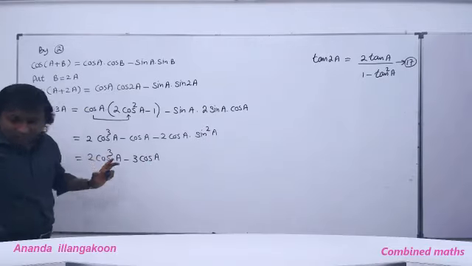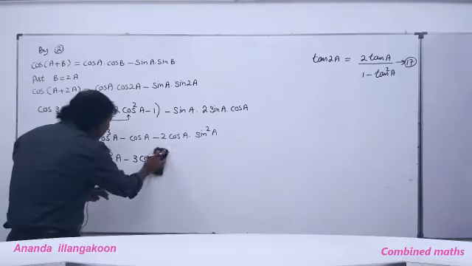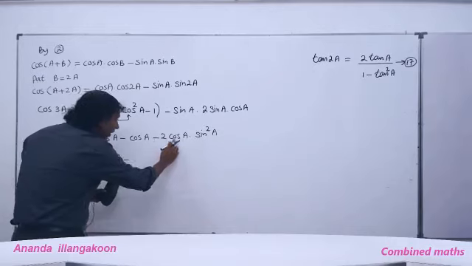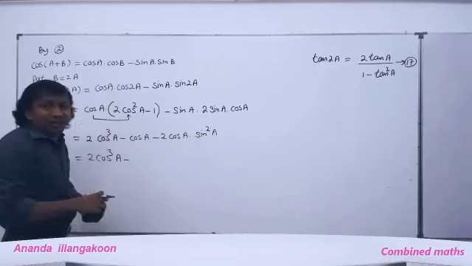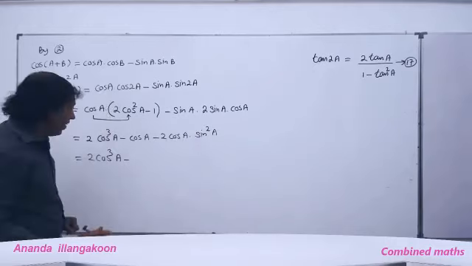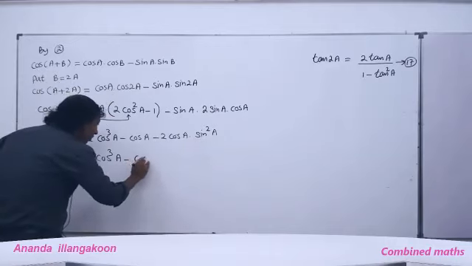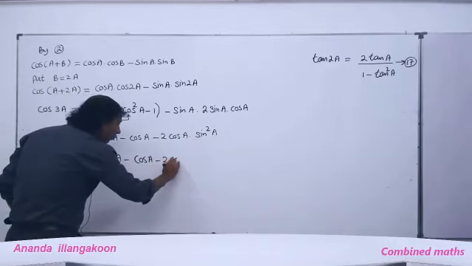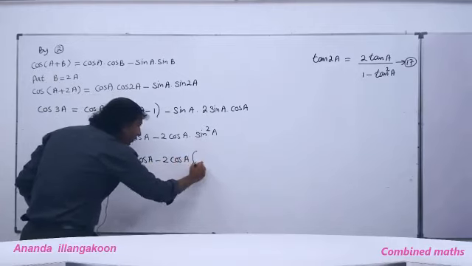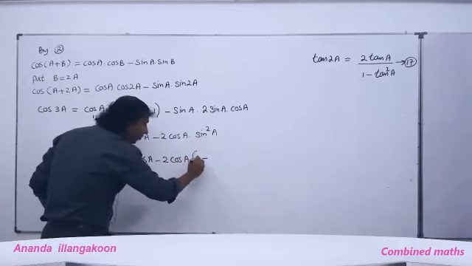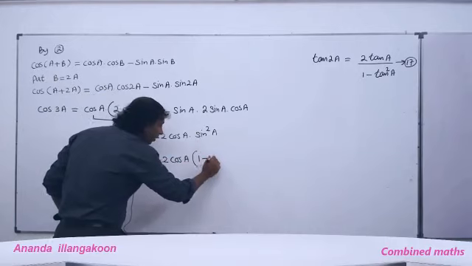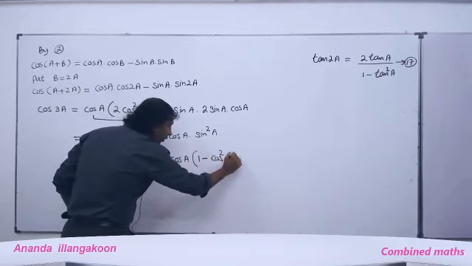Wait. I made a mistake. Huge mistake. Sorry for this. This cos A and this you can't add, because here is sin squared A as a product. Okay. Right. It's cos A minus 2 cos A times, people, this sin squared A we can write as 1 minus cos squared A, right? 1 minus cos squared A.